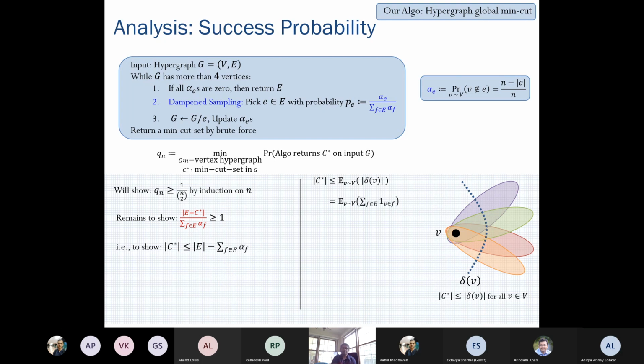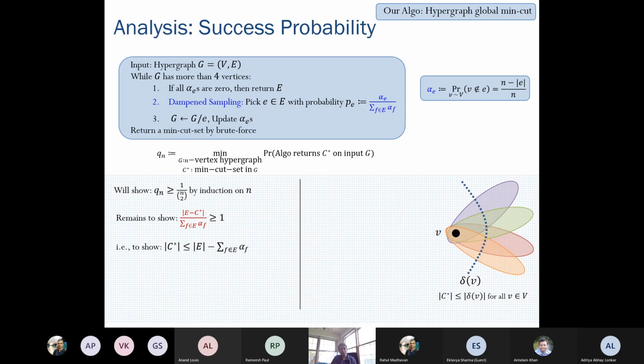Question: why not use the max degree or something? Certainly, sorry, max degree is an upper bound, but you want a tighter upper bound. Min degree is also an upper bound, right? Right. So you could have used min degree, except, yeah.